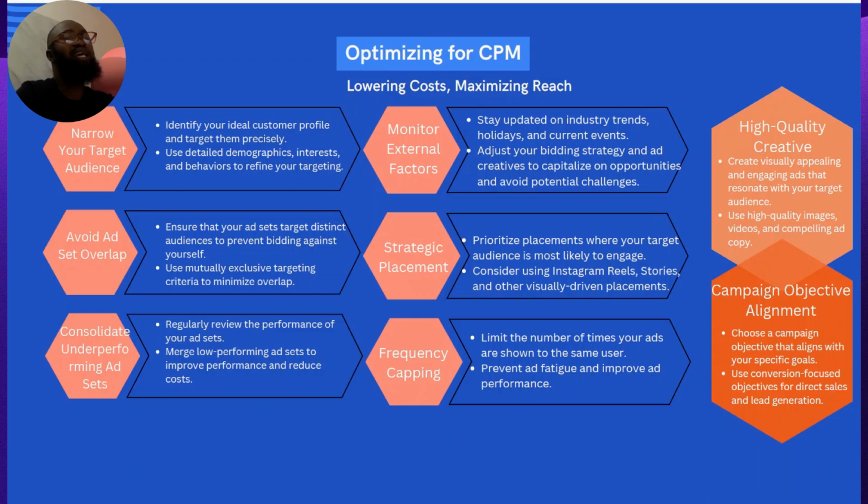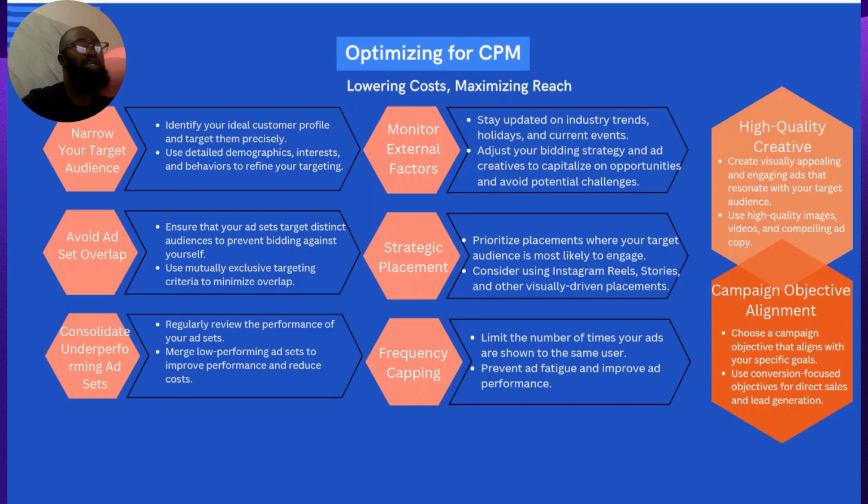The final one, to lower your cost and maximize your reach, is to make sure you are aligning your campaign objective. By aligning your campaign objective, I mean choosing the right campaign objective that aligns with your specific goal. If you want sales, choose sales as your campaign objective. Don't want sales and then go and select engagement or website traffic. They are not correlated. Whatever goal you want is what you should focus on. You also need to use conversion-focused objectives to drive sales and generate leads. So that is how to maximize your cost per mille by increasing your reach and lowering your cost.